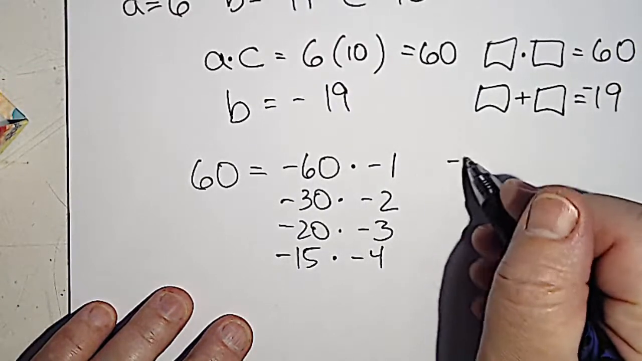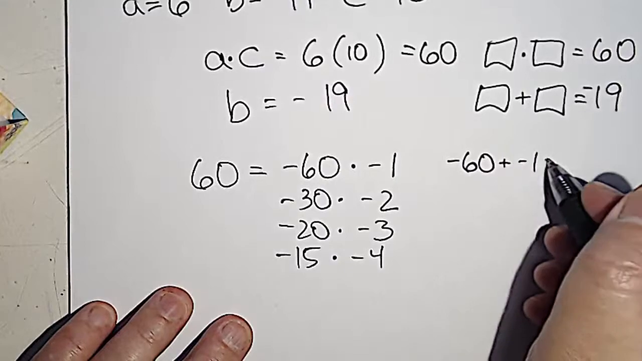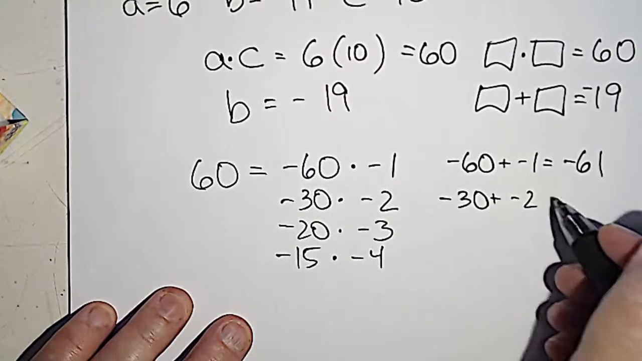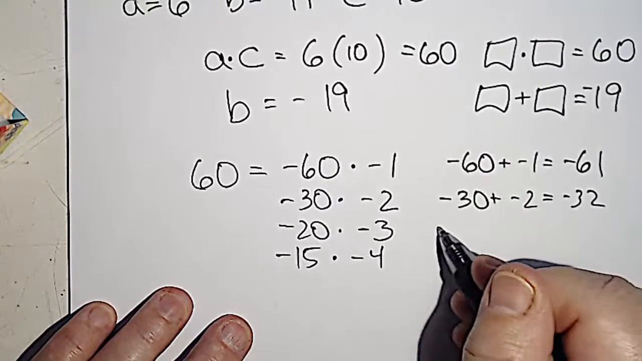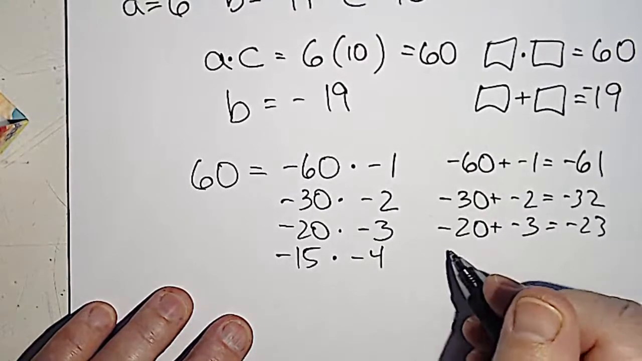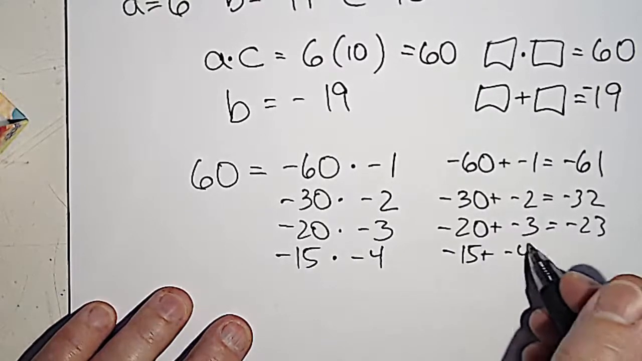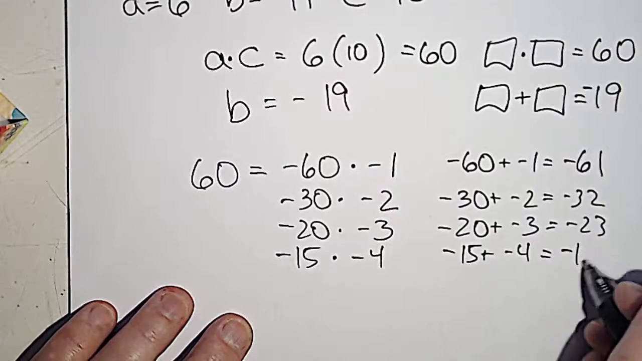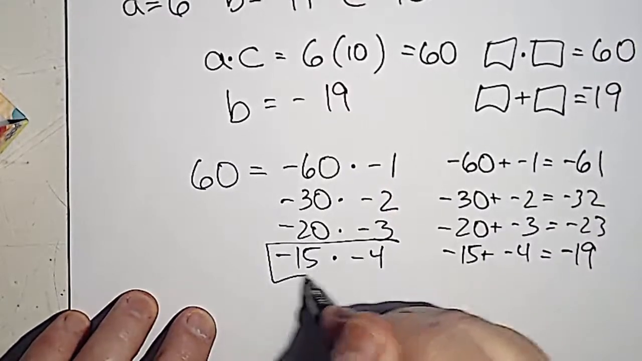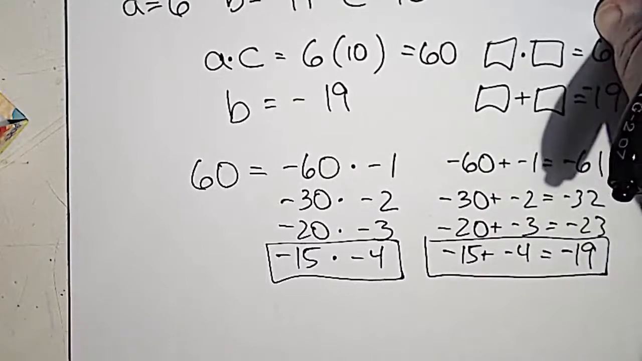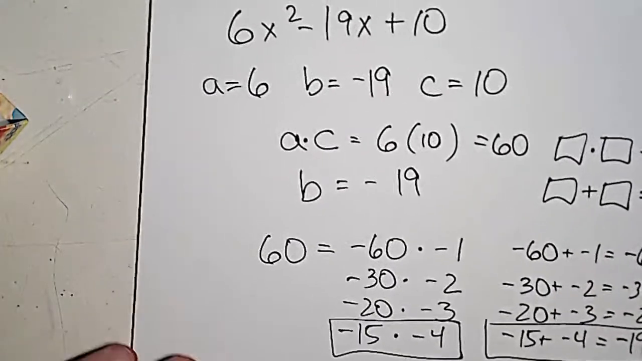Whoa. Negative 60 plus negative 1 is negative 61. Negative 30 plus negative 2 is negative 32. Negative 20 plus negative 3 is negative 23. Negative 15 plus negative 4, that's why I stopped. What does that equal to? The crowd goes wild. Yay, this is our one. This is it. Yay. Okay, are we done yet? No, not even close.